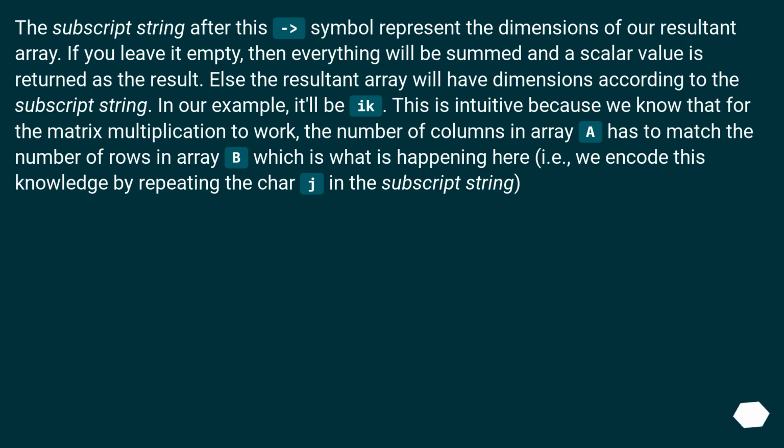The subscript string after this symbol represents the dimensions of our resultant array. If you leave it empty, then everything will be summed and a scalar value is returned as the result. Else the resultant array will have dimensions according to the subscript string. In our example, it'll be ik. This is intuitive because we know that for the matrix multiplication to work, the number of columns in array A has to match the number of rows in array B, which is what is happening here, i.e., we encode this knowledge by repeating the char j in the subscript string.